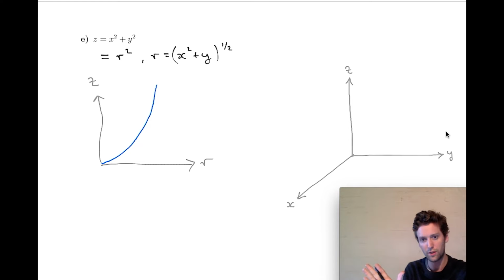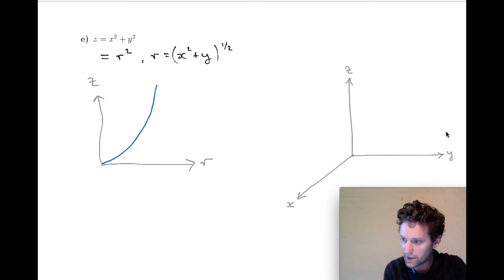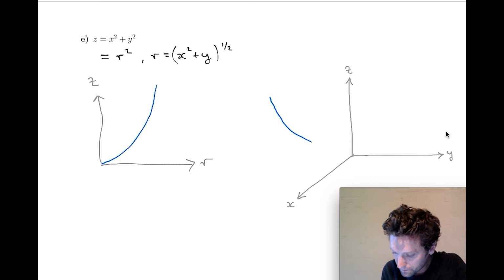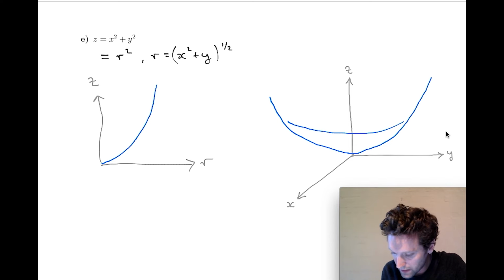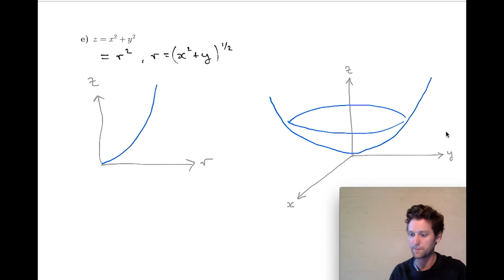What would happen now if I took that function and rotated it 360 degrees? Well, what I'd end up with is a paraboloid. So again, that's rotated 360 degrees. And again, it's only defined for positive values of z. I don't define it for negative values of z because I can't get negative values of z out of that expression.